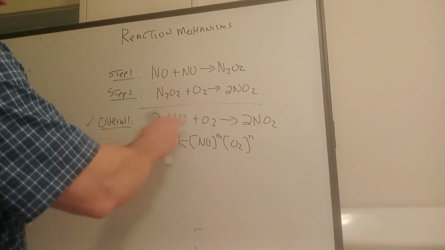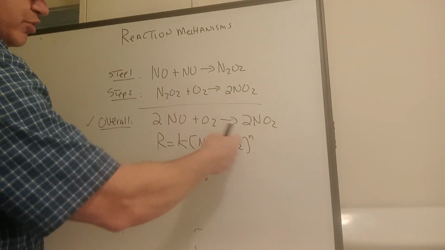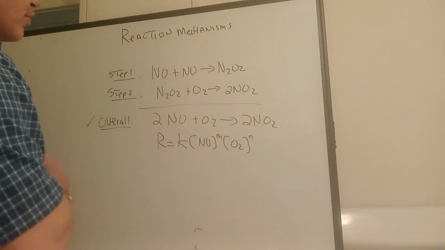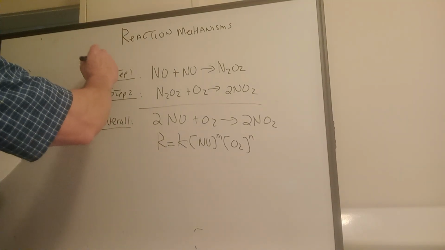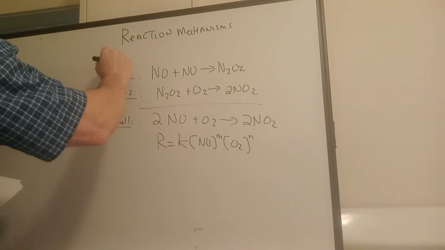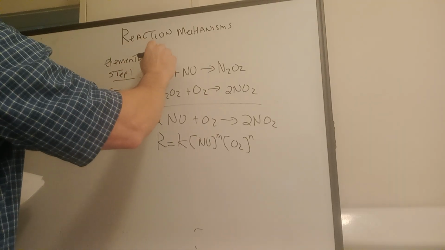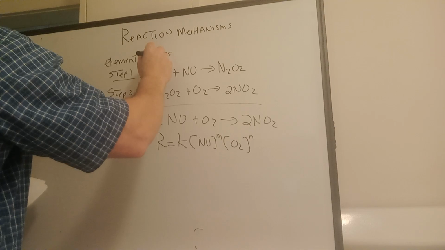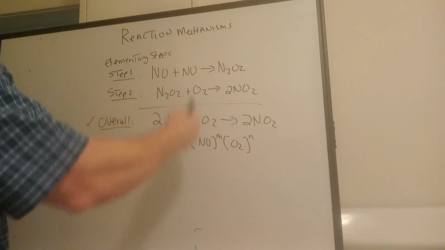So that would be just a generalized expression. We'd have to do experiments to figure out what m and n are. It could be that they're both 0, it could be this is 1 and 0, it could be 1 and 1, and so forth. So what a mechanism is, basically, is a series of steps. We call these elementary steps. I can't spell too good. Elementary steps. This is a relatively simple mechanism that builds up to give you the overall reaction.